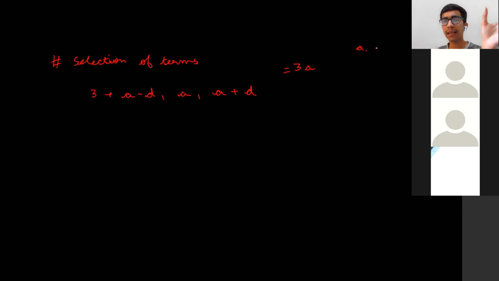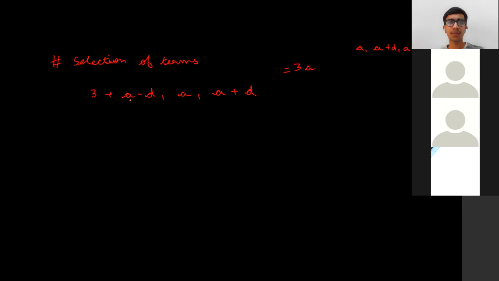Rather, if you had taken A, A plus D, A plus 2D, you'll get the sum as 3A plus 3D. So in that 3A plus 3D, you have 2 variables, A and D. Okay? So you'll need 2 more equations to solve. Okay? So take the sum.